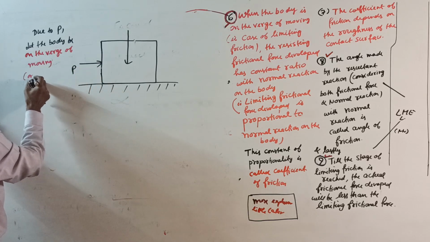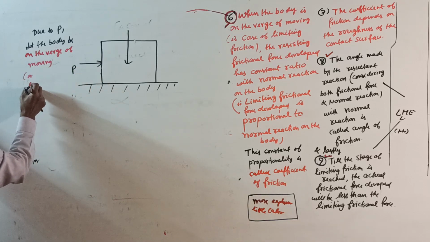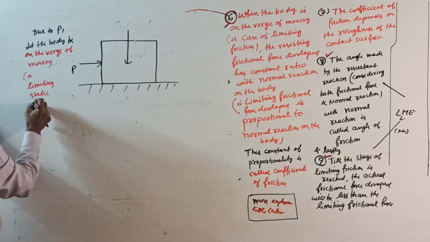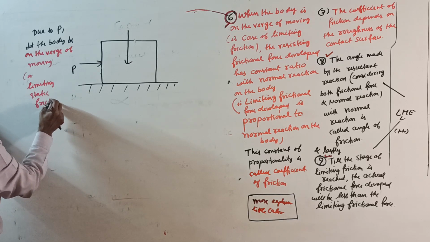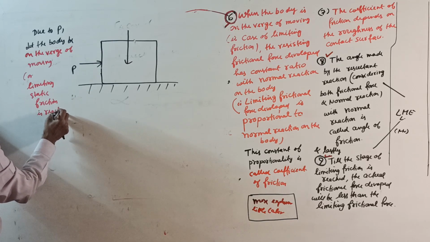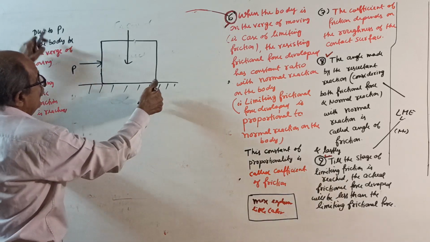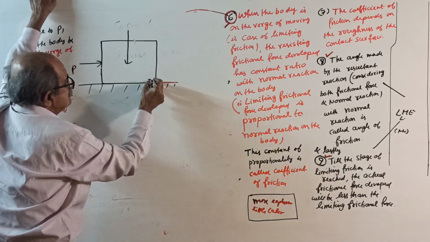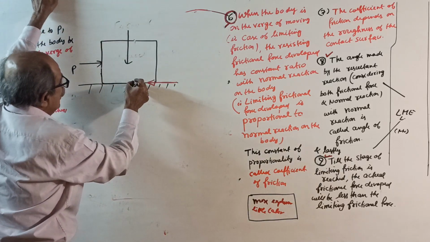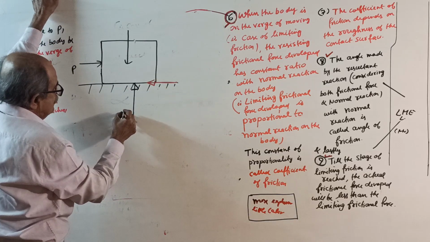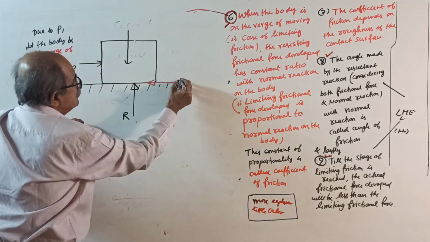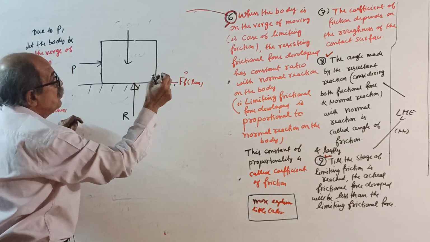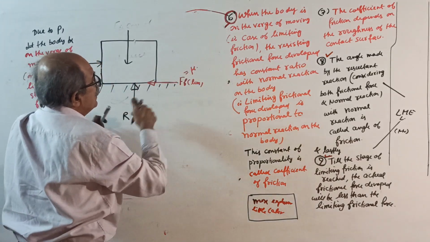Or you can say the limiting static friction stage is reached. Then, when moving it to the right side, the frictional force will be to the left side. This is the normal reaction, R. This is the frictional force, FF limit. This will be equal to, as I told, mu into normal reaction. You know already, mu into R.